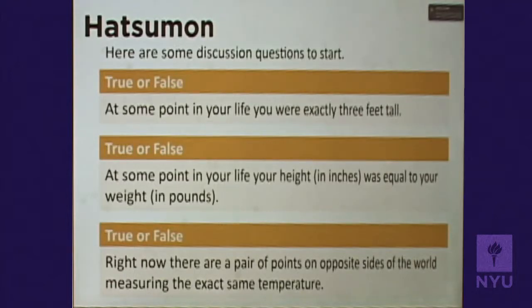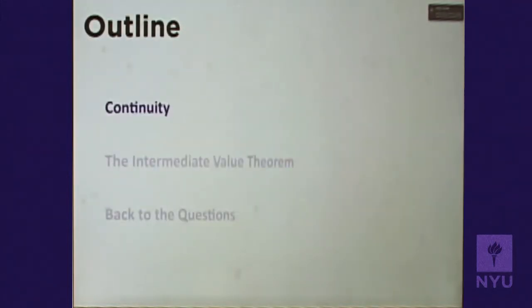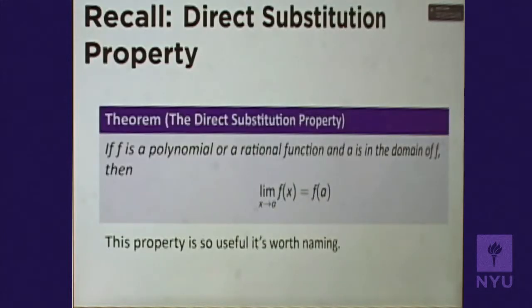How could we check that? How could we have 2 points on opposite sides of the globe with the exact same temperature? Well, all of these questions are applications of an important theorem that we'll talk about today. So the big concept of today is the idea of continuity, or for a function to be continuous.